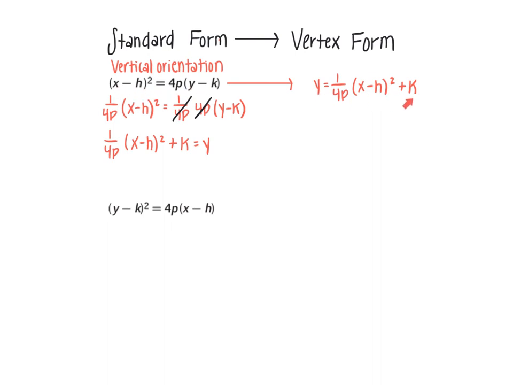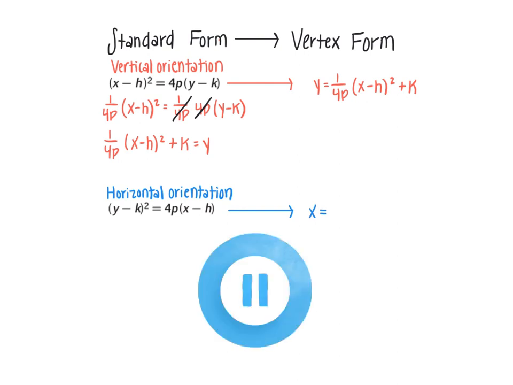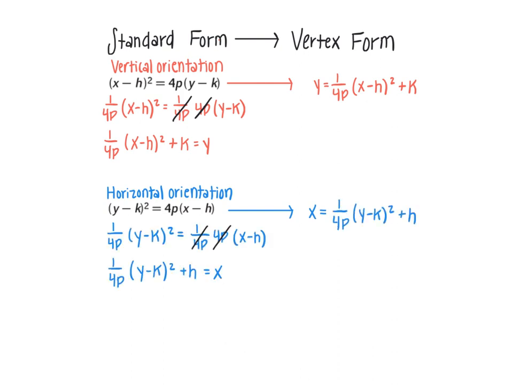So here's the conversion from standard form to vertex form. Now I'm going to go ahead and do the same thing for the horizontal orientation equation, but I'm not going to walk through the math. So I think you should just pause the video and try it on your own before you look at my work. So here is the completed answer for the horizontal orientation. This is standard form. This is vertex form. So now we're going to head into the problems.